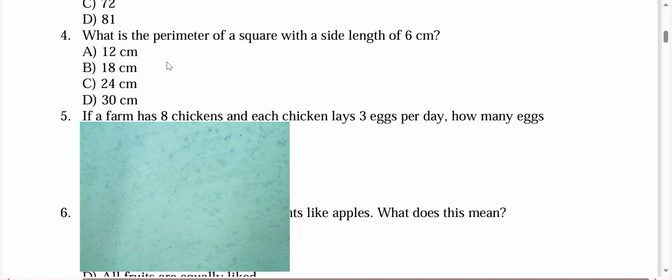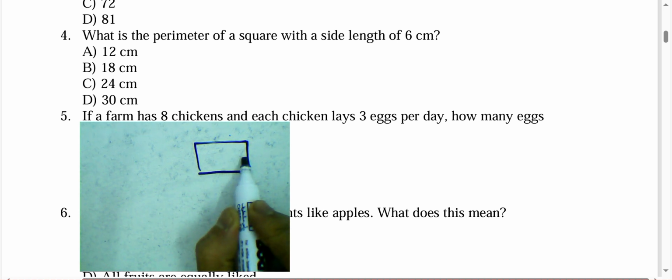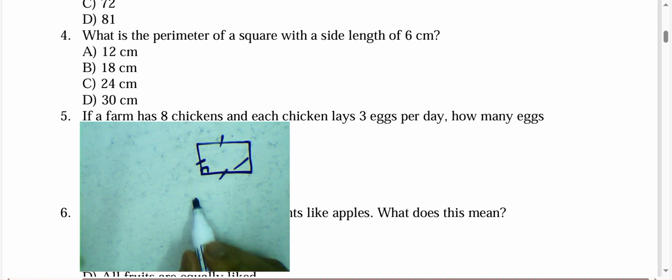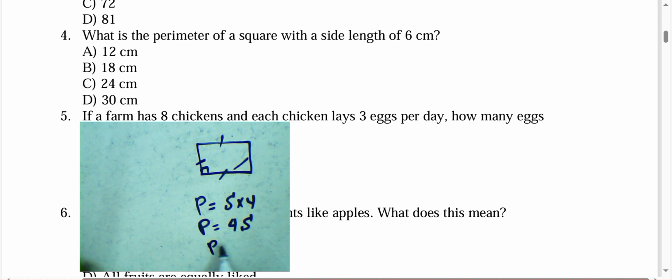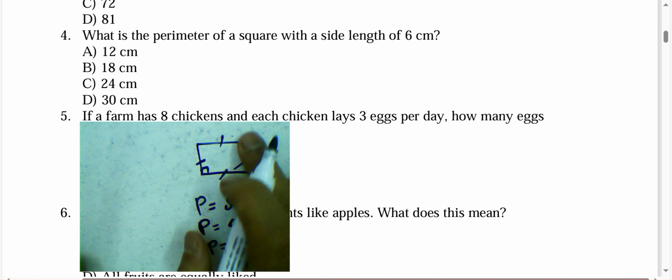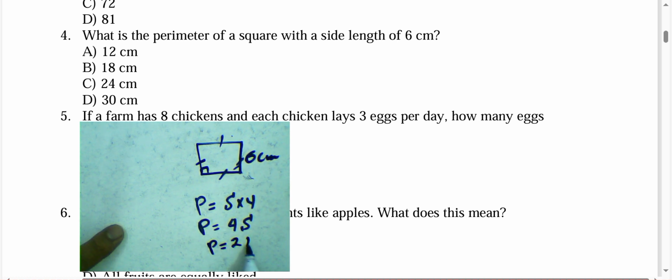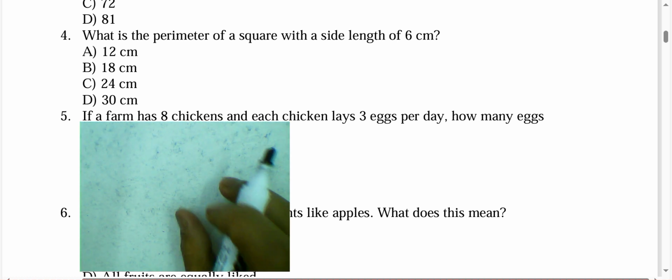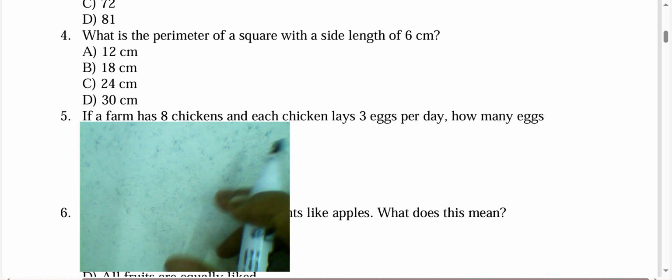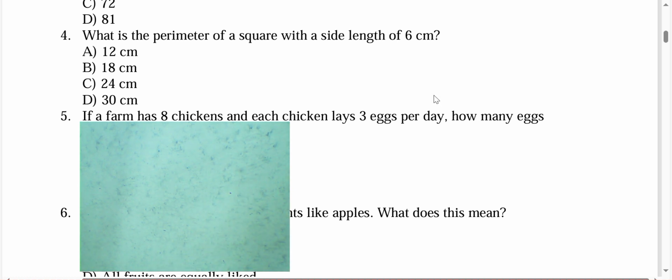Number 4. What's the perimeter of a square with side length 6 centimeters? We know a square has 4 sides of equal length: 1, 2, 3, 4. Then the perimeter of a square equals side times 4, or we can write this formula 4 times S. S refers to one side. We have the length of the square was 6 centimeters. The perimeter is 4 times 6 equals 24 centimeters. Because a square has 4 sides of equal length, and the measure of each angle equals 90 degrees. Okay. Next question number 5.